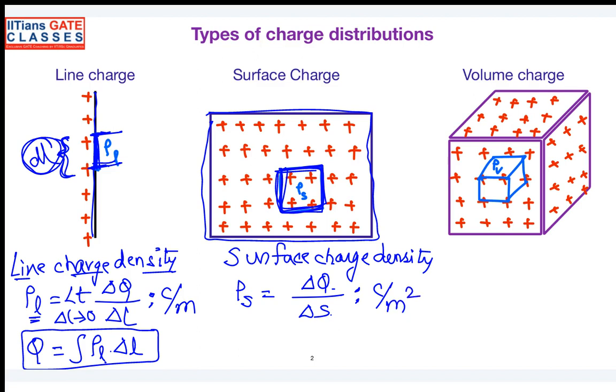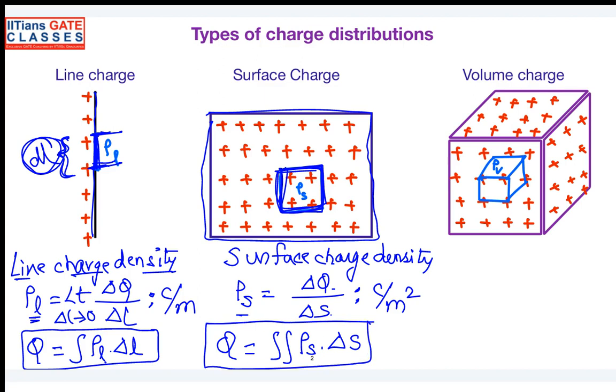So in the same proportion, to get the total charge Q, if you know the value of rho S, you can straight away integrate the value of rho S over the whole surface. When you integrate rho S over the whole surface, you will get the total charge within this surface. So the simple example for the surface charge. Can anybody give an example for the surface charge?